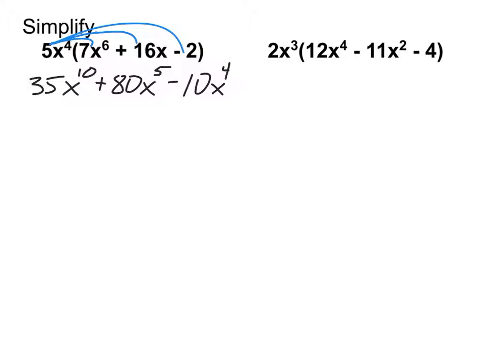All right, we're going to repeat the same thing with the last problem as well. So go ahead and just distribute that number in. So we end up with 24x to the 7th minus 22x to the 5th minus 8x cubed.